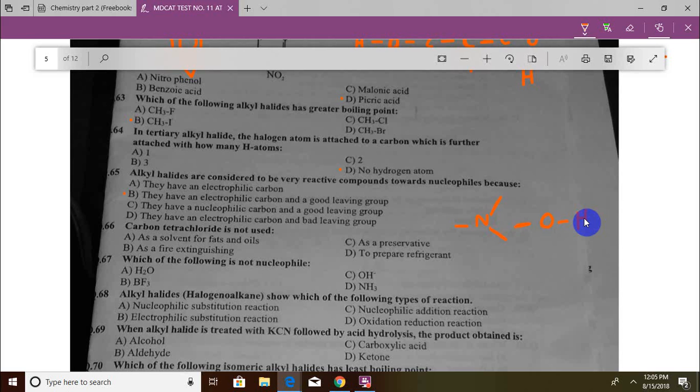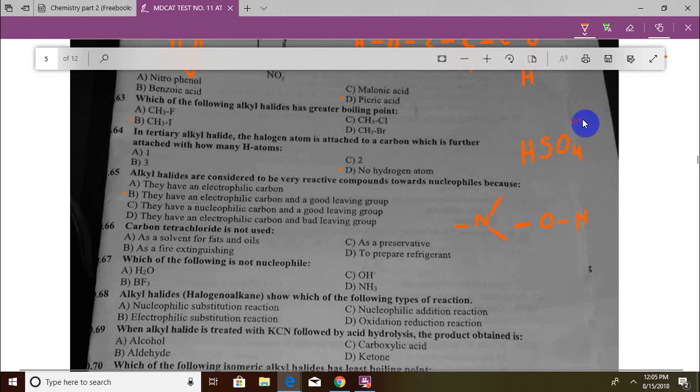Now they've given examples: Cl minus, Br minus, I minus, and HSO4 minus. Now this is an exception because it's not made up of just one atom, but it's a good leaving group. So you're going to have to find some other way to memorize this.